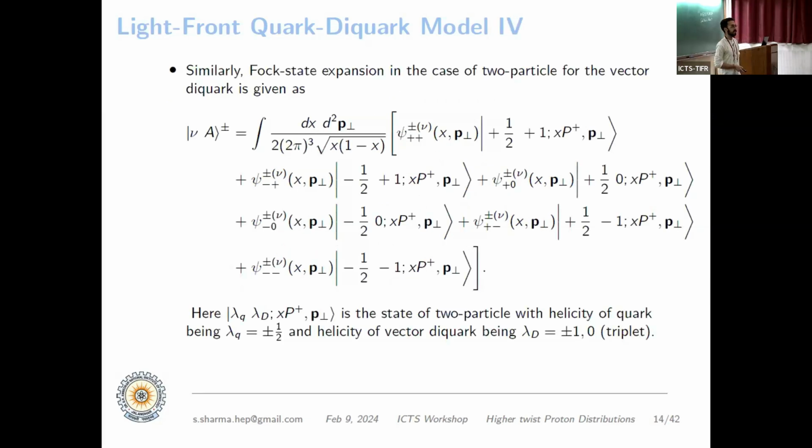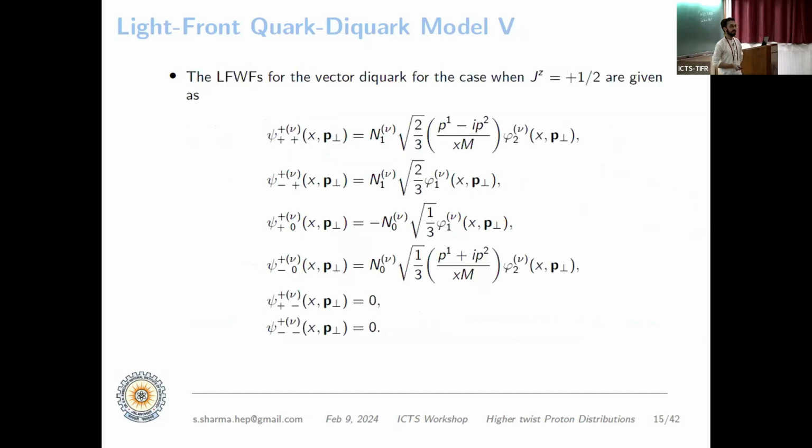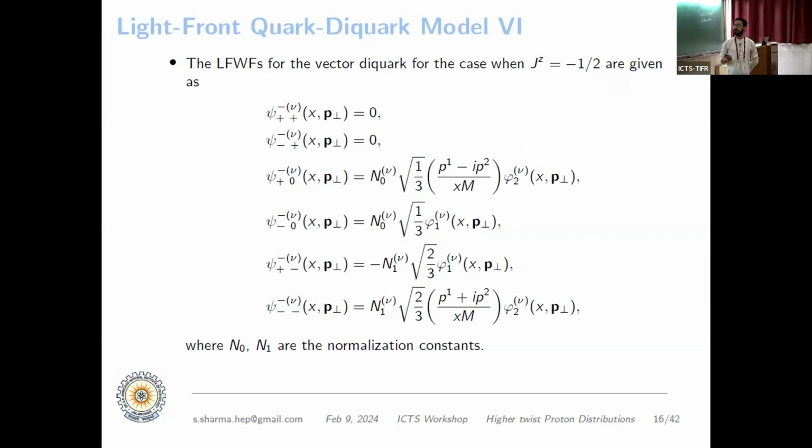Similarly, we have the Fock state expansion for the case of the vector diquark. In this case, lambda q is the quark helicity, lambda d is the diquark helicity, and the diquark has a triplet state. These wave functions are written like this, where n0 and n1 are the normalization constants. Again, we have the same functions, and the same for Jz equal to -1/2; we can rewrite the wave functions.